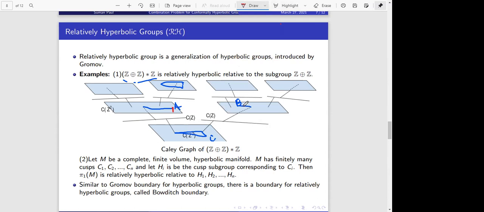Shumanda, the concept of relative hyperbolicity, can you start again? I am not getting it actually. Okay, so I'm giving the example.